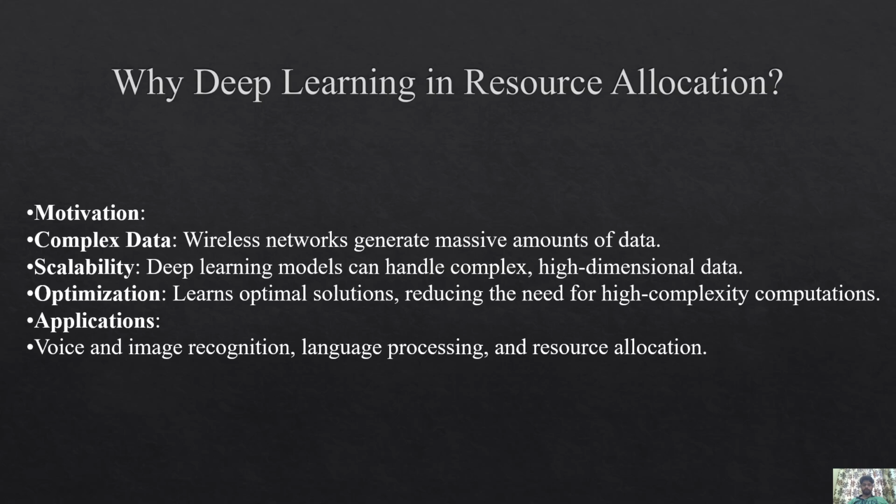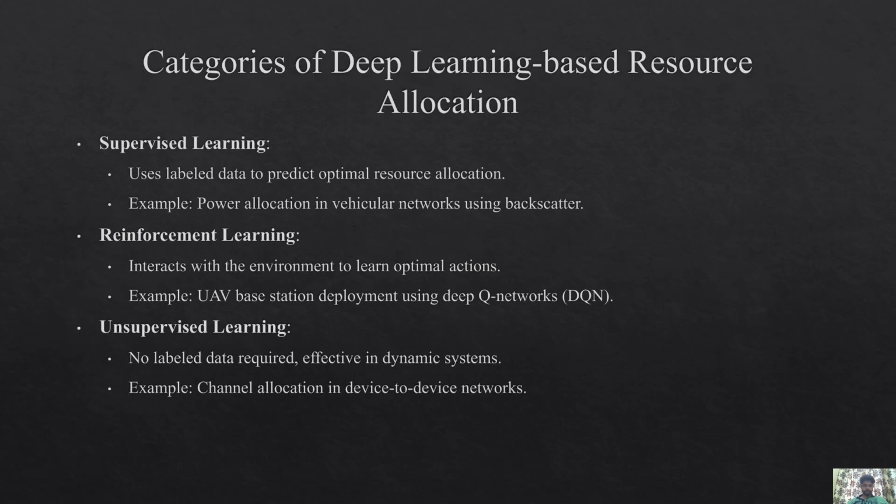Why deep learning in resource allocation? Motivation: complex data. Wireless networks generate massive amounts of data, and scalable deep learning models can handle complex high-dimensional data, learning optimal solutions and reducing the need for high-complexity computation. Applications: voice and image recognition, language processing, and resource allocation.